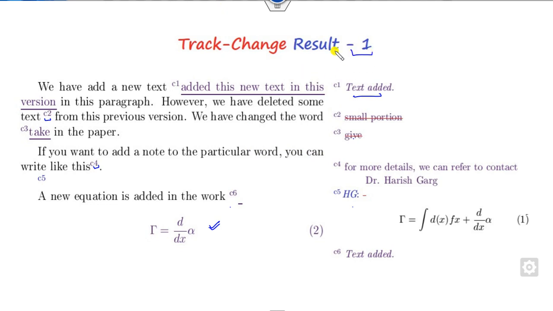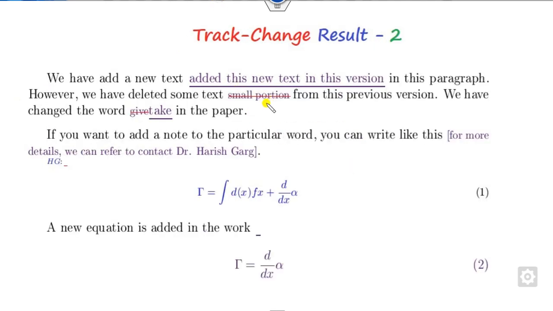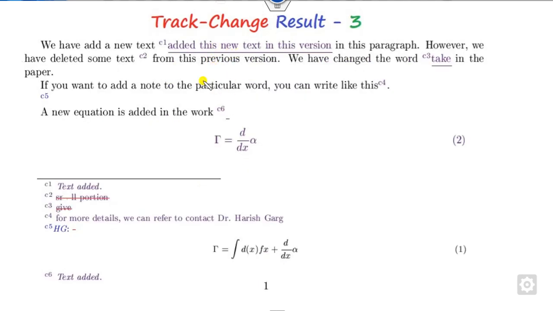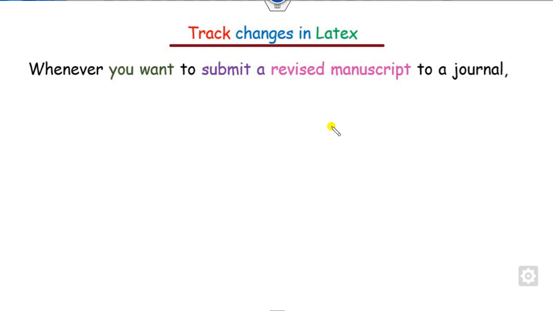So this is the first way you can put your revised manuscript in this format. Else you can put all these comments in this way. You can see I have deleted this small portion from the manuscript. I replaced the word give with take and so on. And the third way is that you can highlight all those changes and put them as a summary, like here in the footnote. So our target is to learn how you can put all these changes in the revised manuscript in LaTeX.